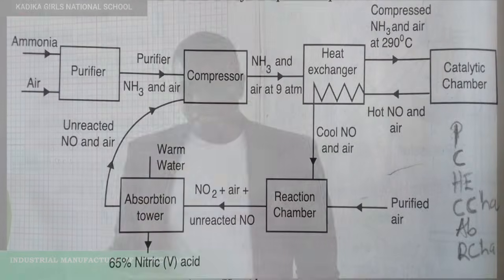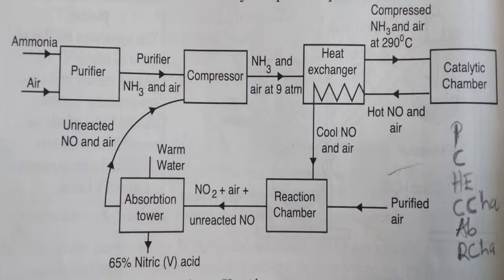So in that catalytic chamber, I want you to observe that ammonia will react with oxygen to form nitrogen 2 oxide and water. The reaction in the catalytic chamber is very exothermic. It means it produces a lot of heat. So the nitrogen 2 oxide formed is passed back to the heat exchanger for cooling. So the heat exchanger also helps in the cooling of the gases.